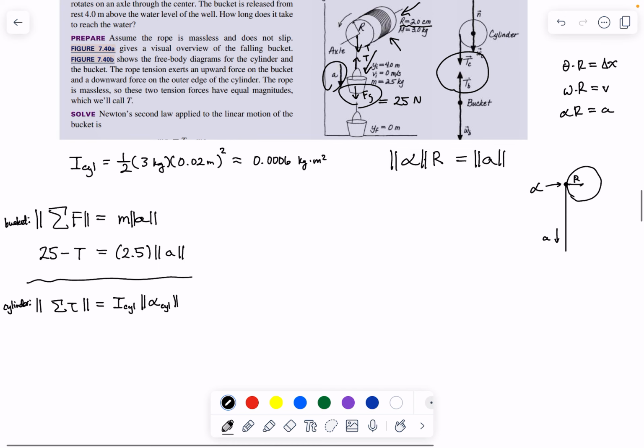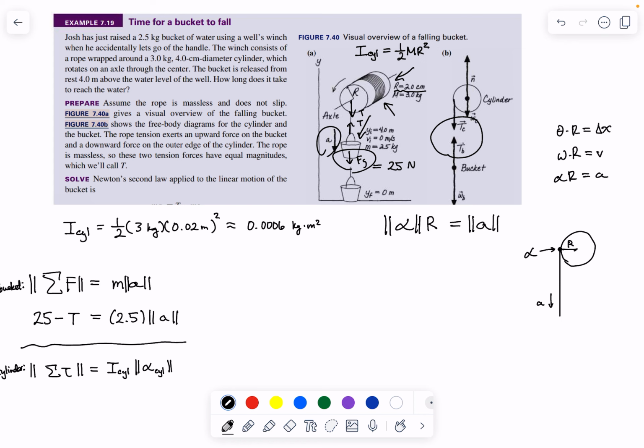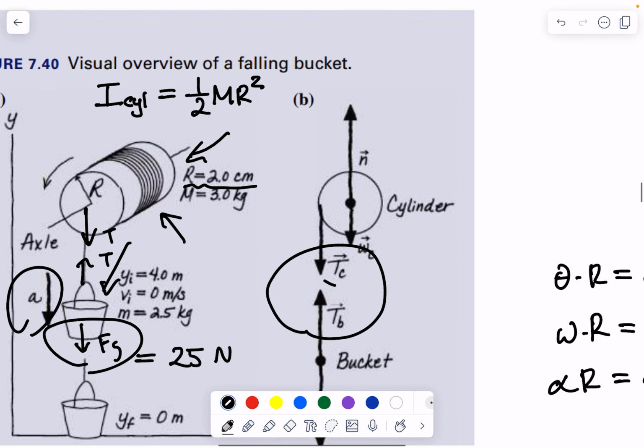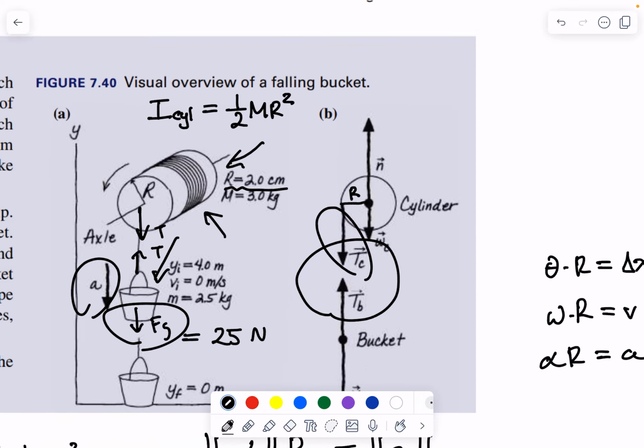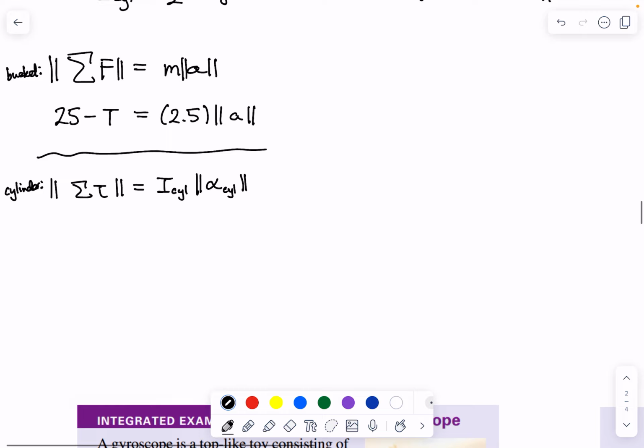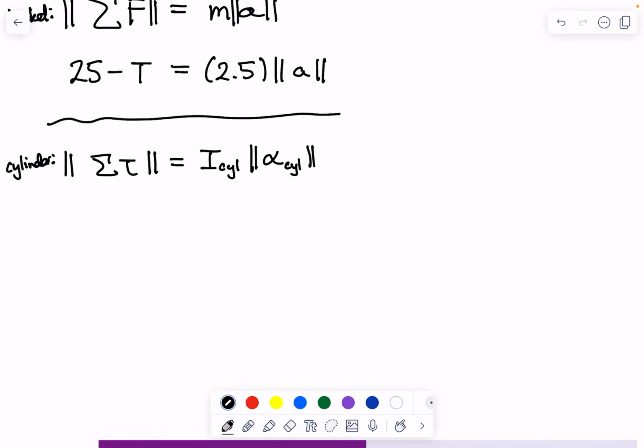Okay, cool. We actually already have I. What is the torque on the cylinder? Well, if we look at it, we have a tension force at a distance of capital R from the center of rotation. It's at a 90-degree angle too, so we have sine of 90, which is 1. So the only torque acting on this cylinder is that tension force, tension times the radius from the axis of rotation.